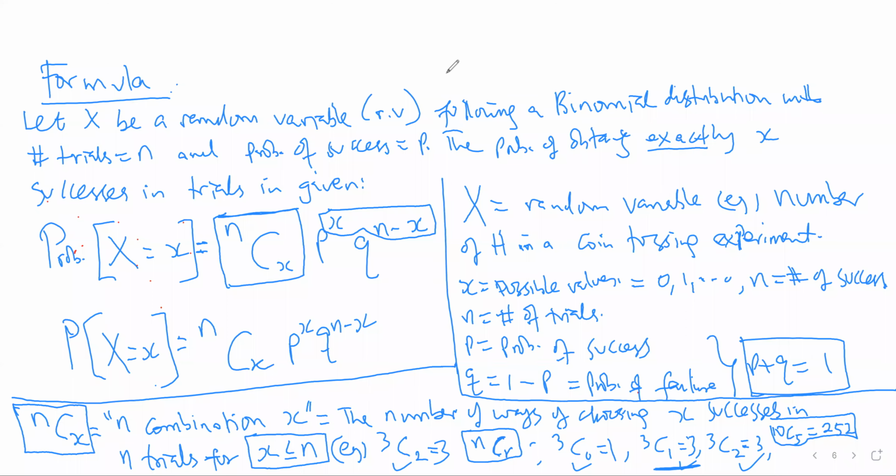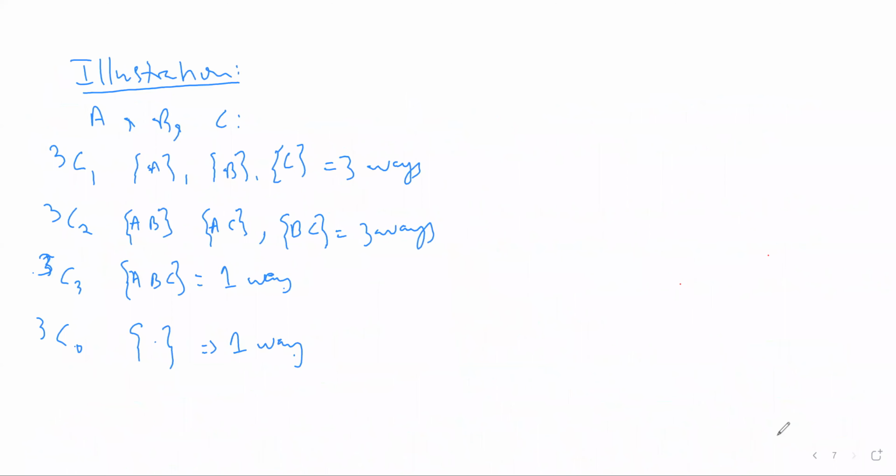So we have seen 3 combination 2 is 3 from our calculators. 3 combination 0 is 1. 3 combination 1 is 3. And 3 combination 2 is 3. We have also done 10 combination 5, which is 252. And we have illustrated basically what it means by combination.